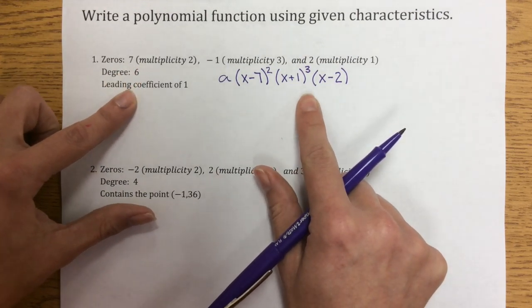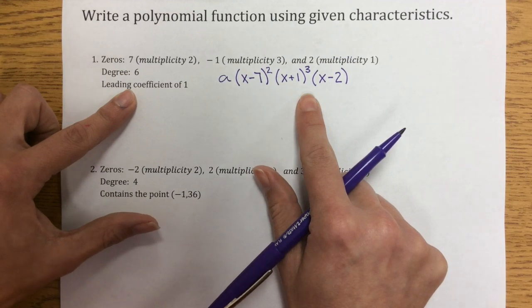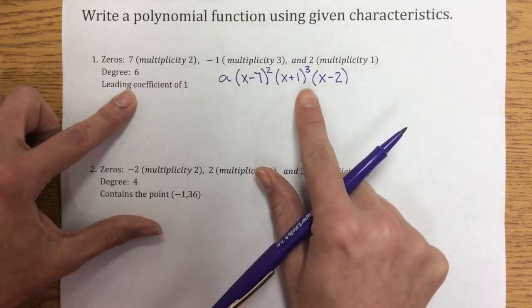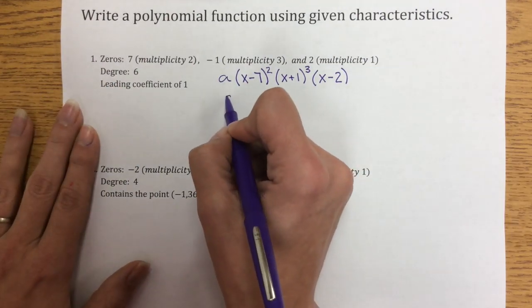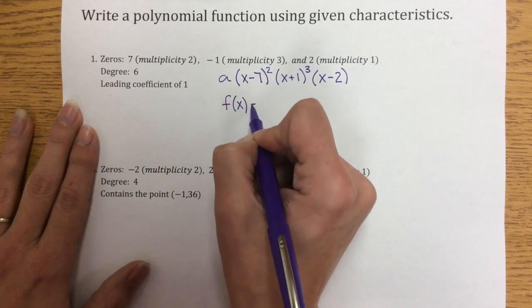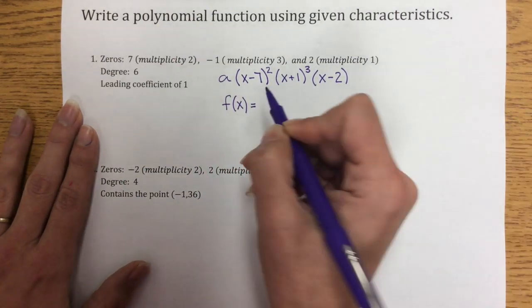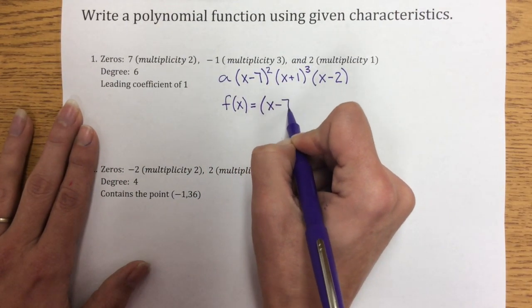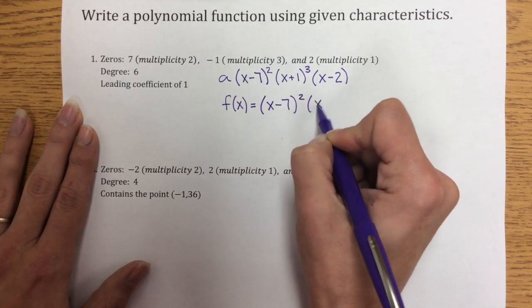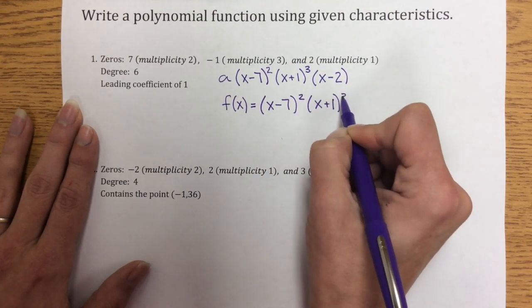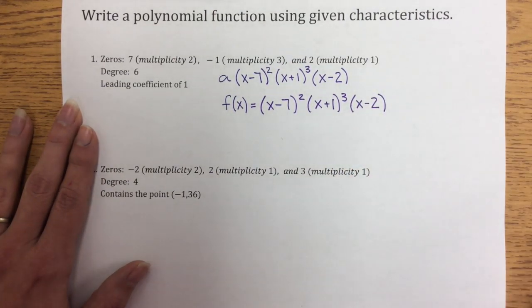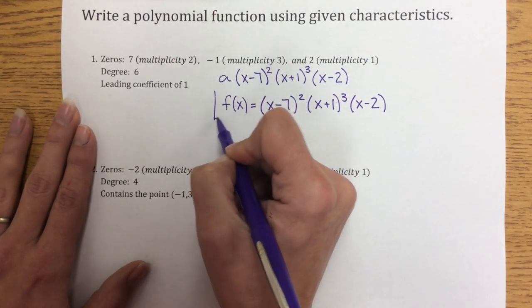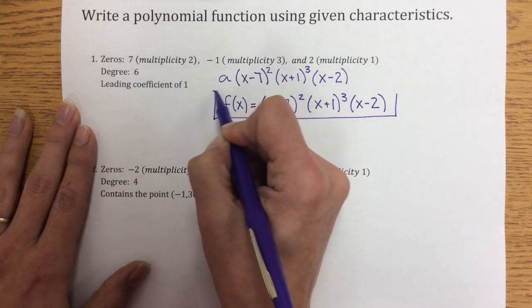Now they tell us our leading coefficient is 1, so we can give the exact polynomial for this particular set of characteristics. So our final answer here would be f of x equals 1, which we don't need to write, times (x minus 7) squared times (x plus 1) cubed and (x minus 2) to the 1 power. So that would be our answer for example number 1.